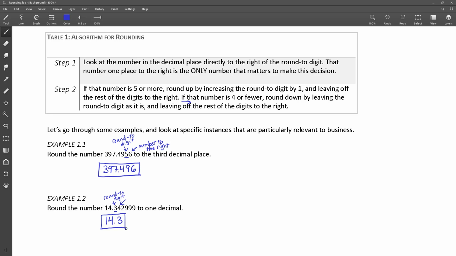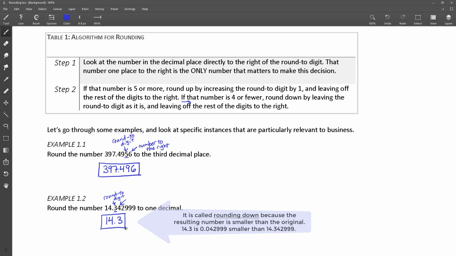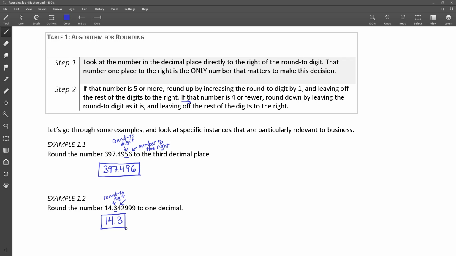Now, example 1.1 shows a rounding up situation. It's called rounding up when you have to add 1 to the round 2 digit. That's because the resulting number is a little bit larger than the original thing. Example 1.2 shows a rounding down situation where you take off the extra digits and you leave the round 2 digit the same. That actually results in a number that is slightly smaller than the original number. So there's a cost to rounding. It's a mathematical cost though, and we'll talk about it when we start talking about calculations.